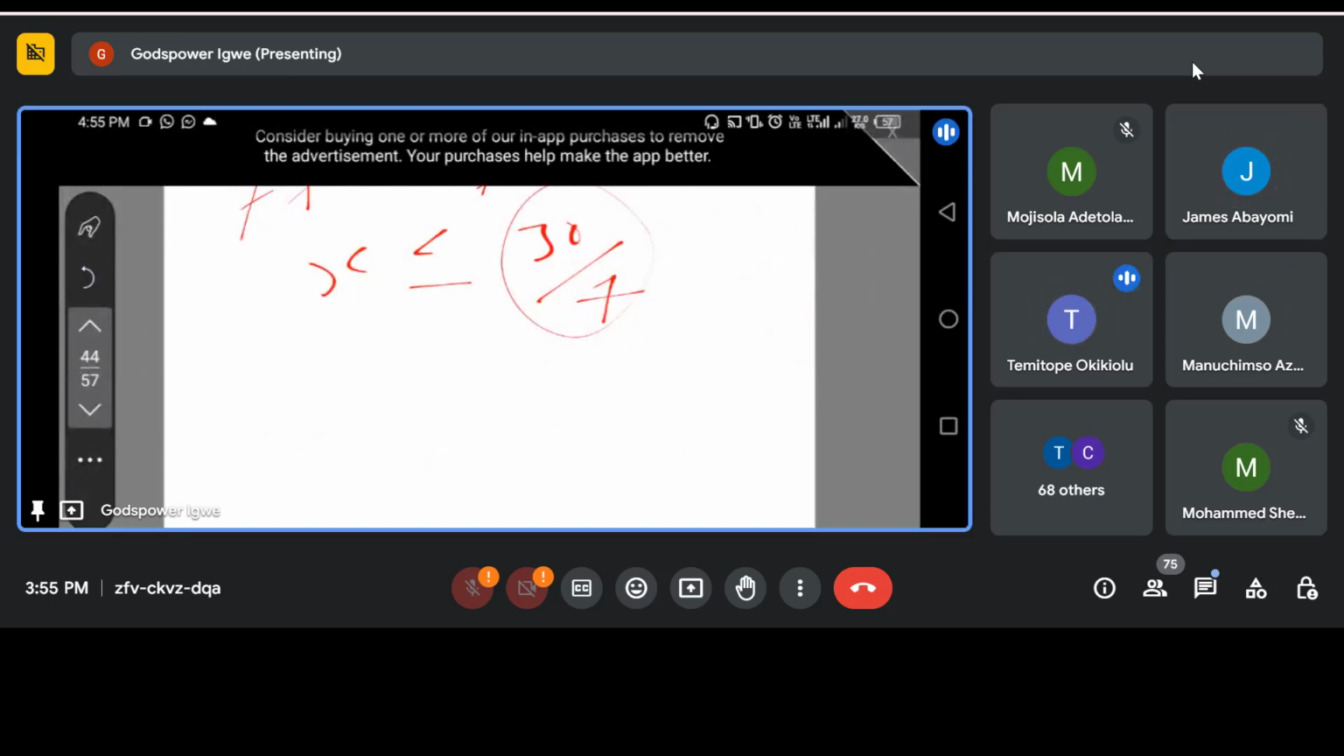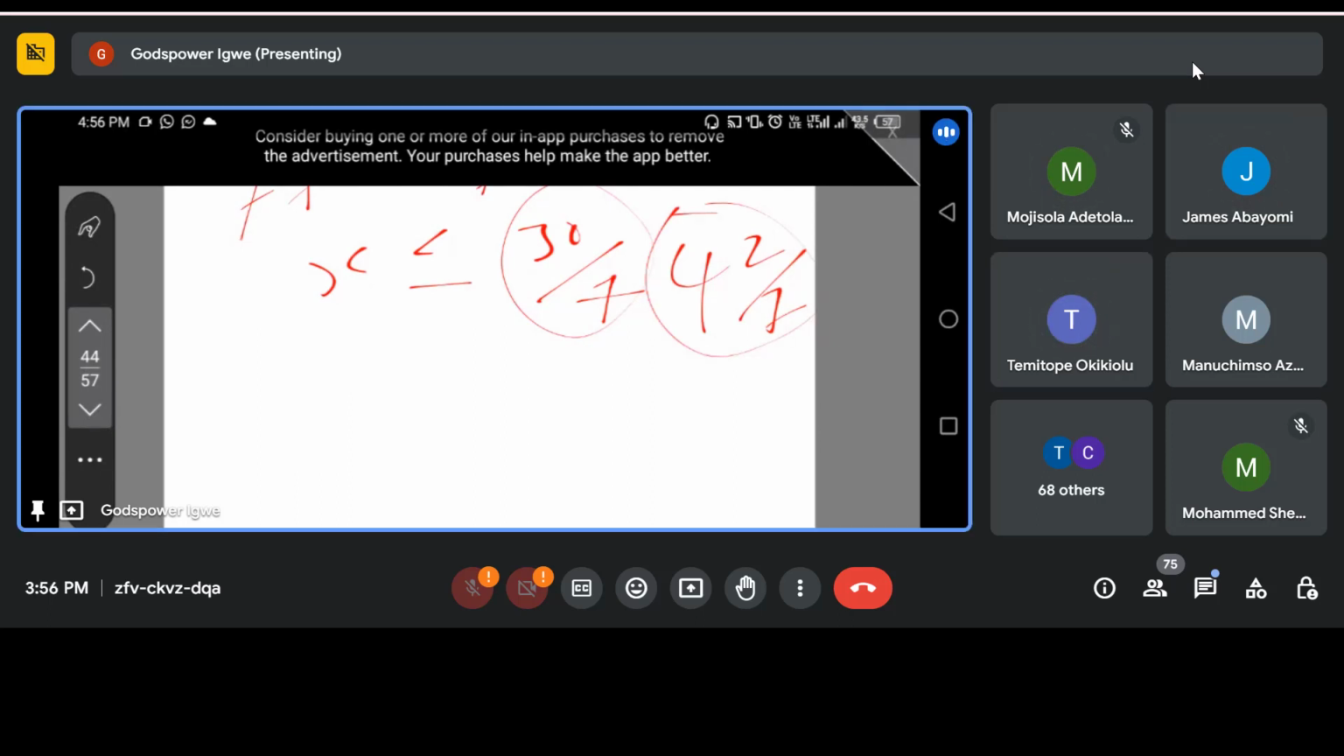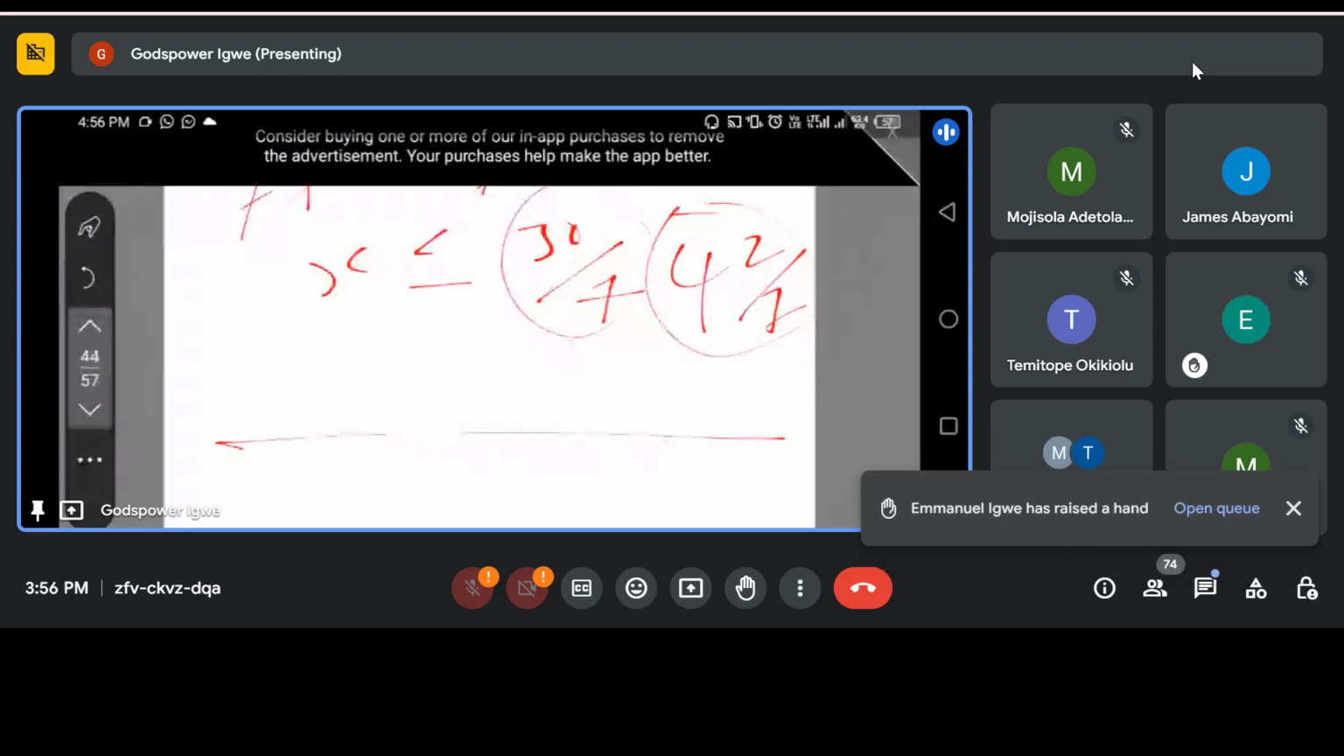So 7 times 4 is 28. So x can either be the other one, which is 18 over 7, or it can be this one. Then they can put this thing in. That's why I brought it to this pattern.